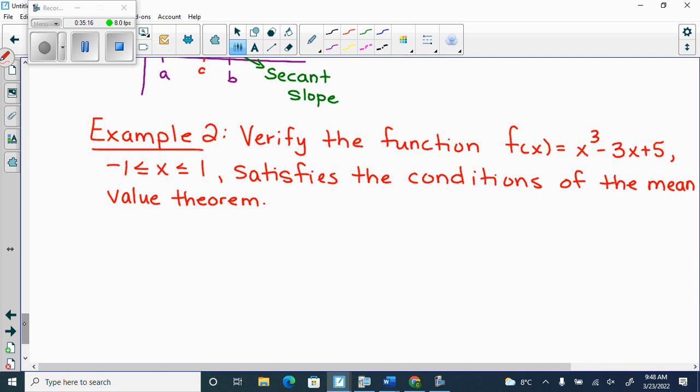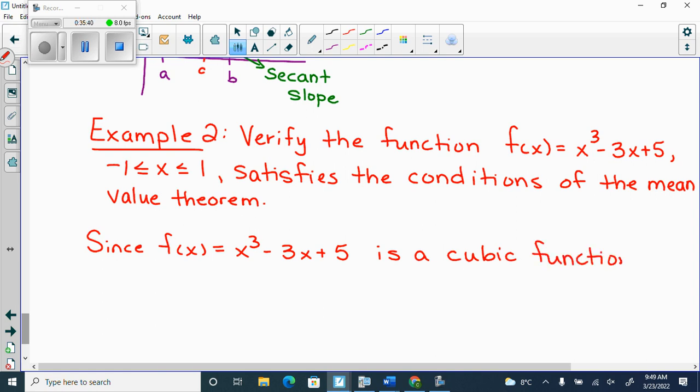So what are the conditions of the mean value theorem? Continuous and differentiable. So you can say on a closed interval, right? Since f of x equals x cubed minus 3x plus 5 is a cubic function, you could say a polynomial if you don't remember what it is. It still works. They're all polynomials. So if you're like, I think it's cubic, but I'm not sure, put polynomial. Since f of x equals x cubed minus 3x plus 5 is a cubic function, I'll put polynomial in brackets.